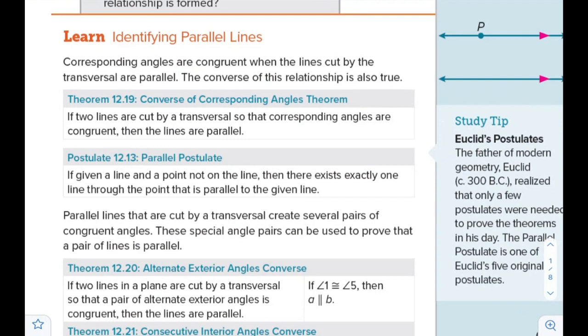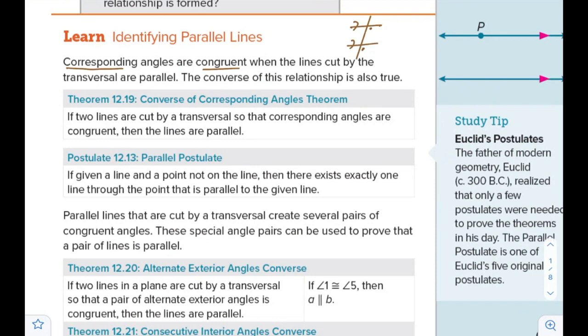We studied first that corresponding angles are congruent if the lines are parallel and cut by a transversal. So corresponding angles, for example this and this angle are corresponding angles. Remember, like letter F, they are congruent if the lines were parallel. Now, what will we study? We will study the converse.